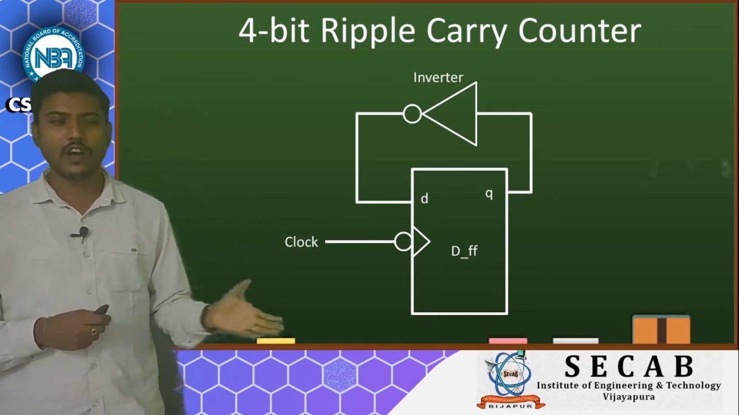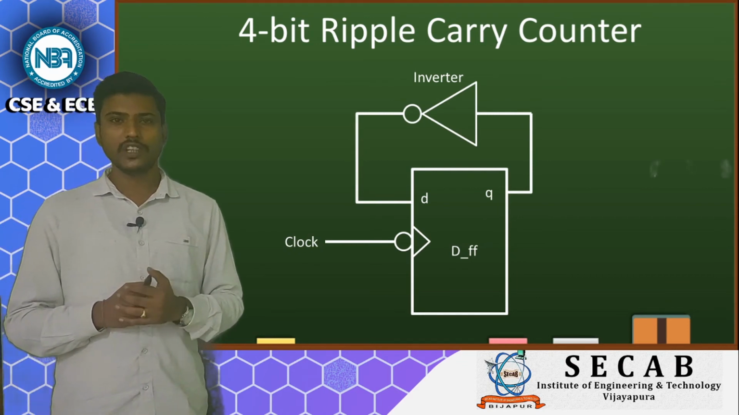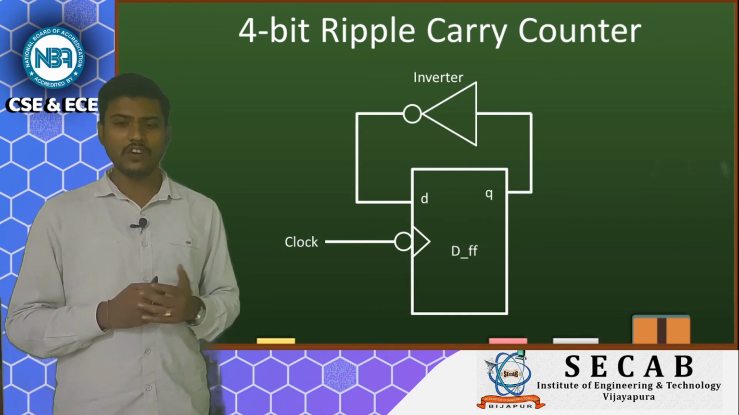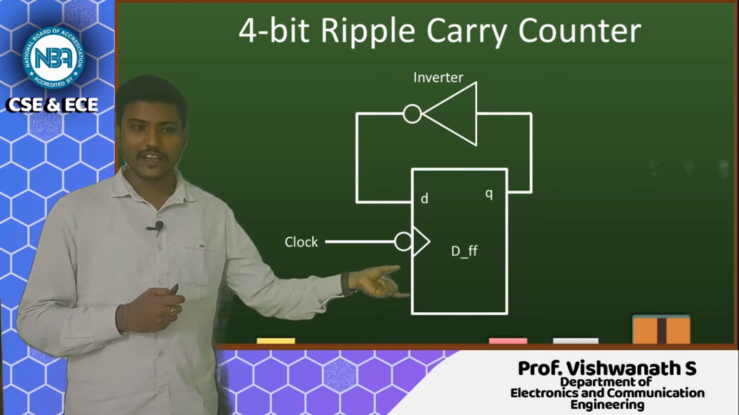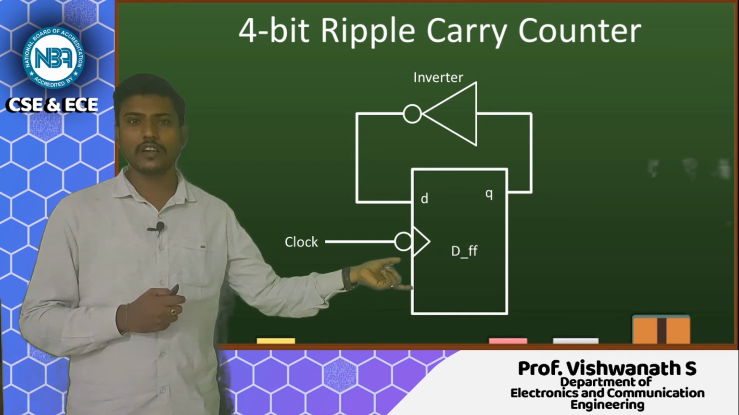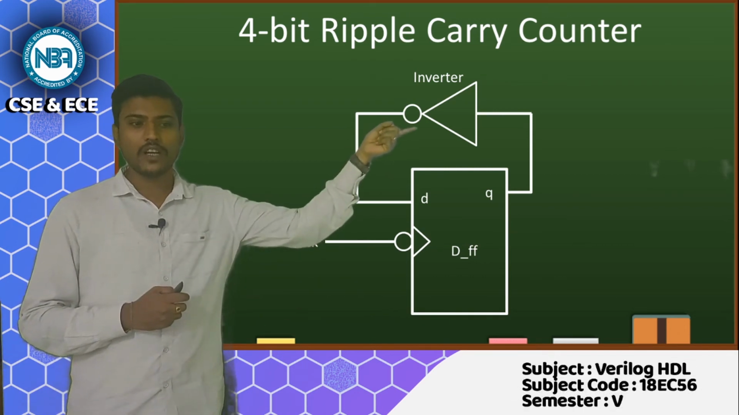So, this is how I can come up with a T flip flop. Now, here you can observe that at the end I have ended with one D flop and one inverter.